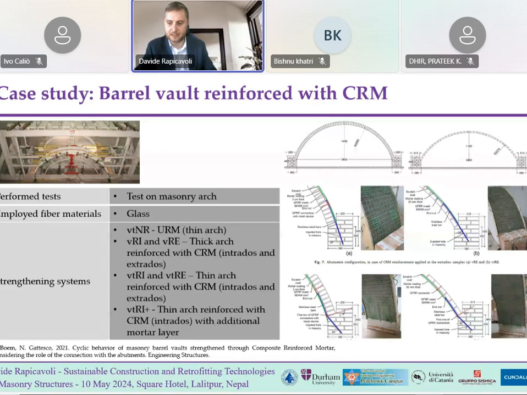The composite reinforced mortar was tested by Professor Gattesco and Boehm in 2021 for a masonry arch vault reinforced with the composite reinforced mortar. The strengthening system consists of a glass fiber net that is in a mortar layer, and this is applied in the extrados or in the intrados of the vault.